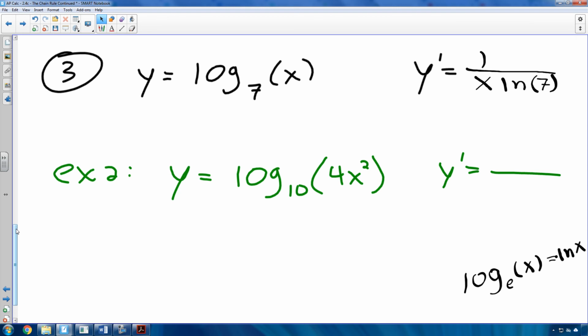Lastly, we are going to talk about this one, log base 10. And with that one, we just take the... We'll pause.